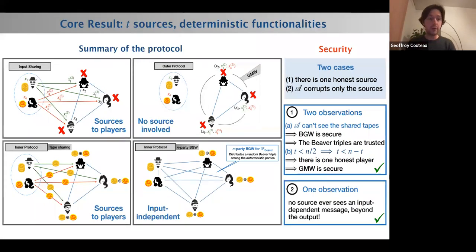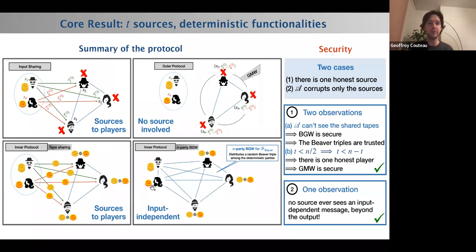In the other setting, where the adversary corrupts all sources, then we know that the adversary corrupts only the sources. And in this case, we simply observe that no source ever sees anything dangerous, right? In the input sharing phase, only the sources communicate to the players. In the outer protocol, the sources are never involved. In the tape sharing phase, only the sources communicate to the players. And the BGW protocol, as I said, is input independent. So here, nothing bad can happen. The only thing they get is the output in the end.